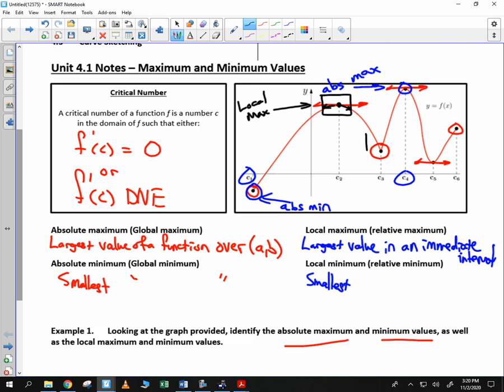And in this situation here at C3, that's the smallest value in the immediate region. So if you could draw a box like that and say, well, it's the smallest within that immediate interval, then it's going to be a local min. Now back up here, again, if you box this area, that again is a local max. And then here would be a local min. So you can be an absolute min or max and also be a local min or max. Okay, so those work together.